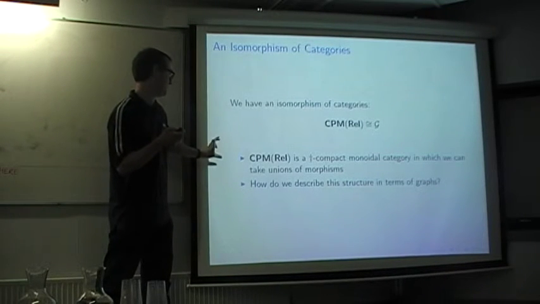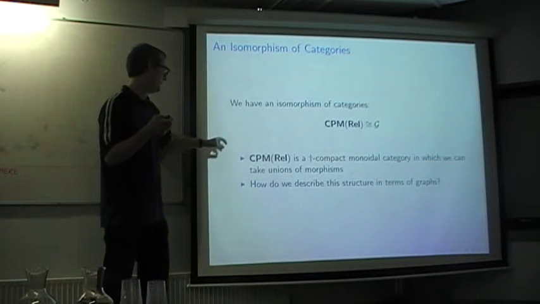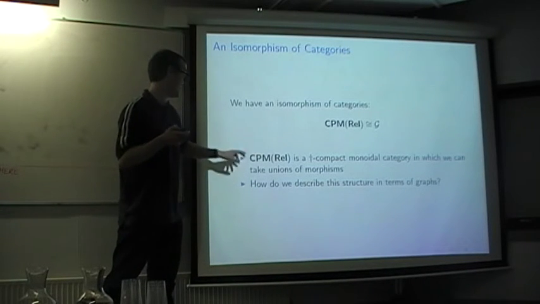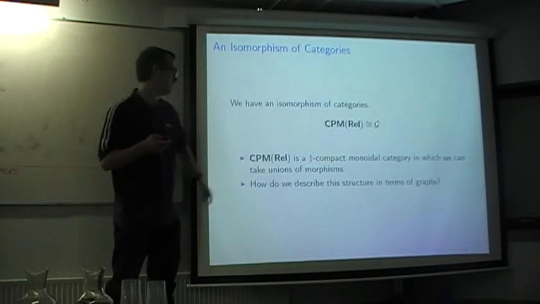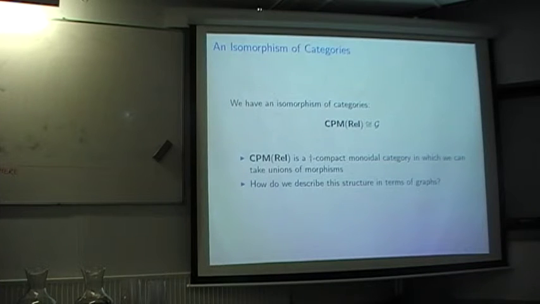So, given this isomorphism, we know that CPM rel is a dagger compact monoidal category, and we also know that we can take unions of morphisms. And the question is, can we describe this structure in terms of graphs?